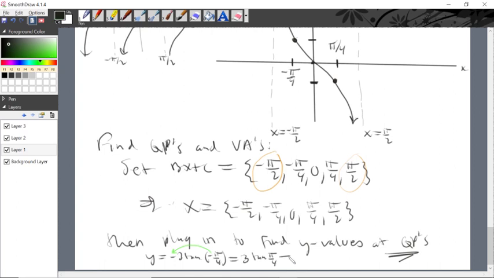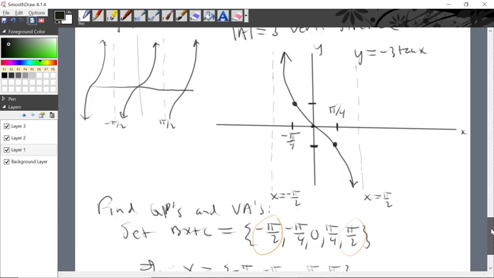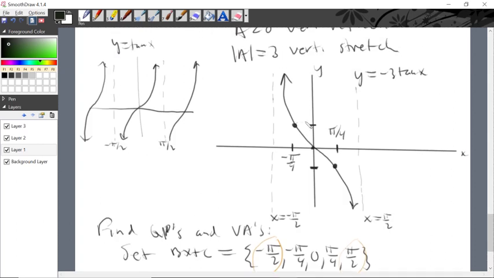And then we can evaluate this. The tangent of pi over 4 is 1, so we have 3 times 1, which is equal to 3. So at negative pi over 4 for the input, the output is going to be 3. So the y value right here is 3. Okay? And if we plug in pi over 4, we'll get negative 3 times the tangent of pi over 4, which is negative 3 times 1. That'll output negative 3. Okay?